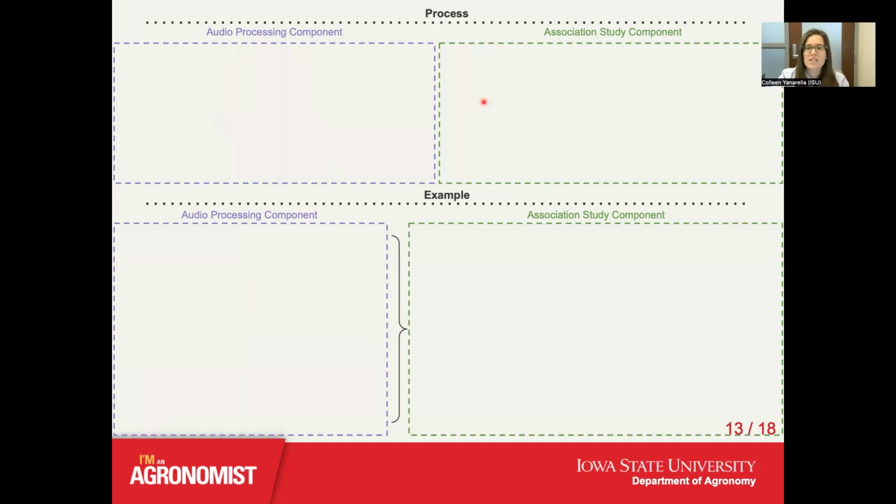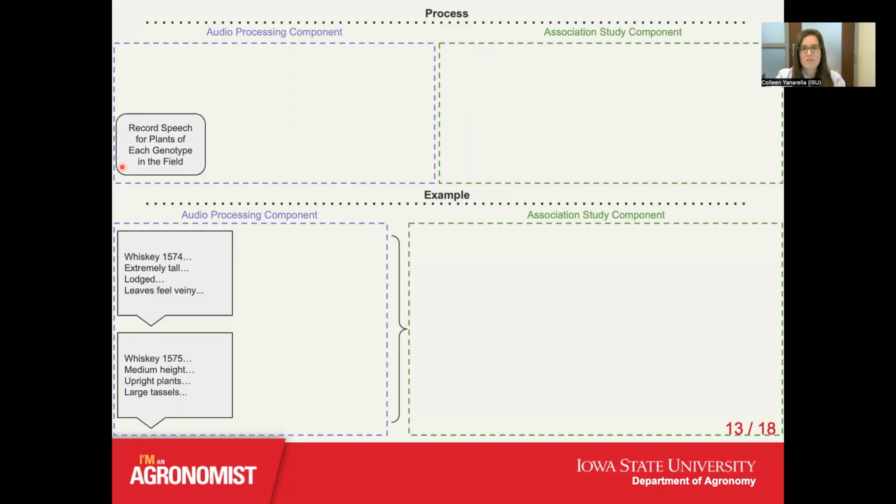The top portion is the process, and the bottom portion is an example. On the left, in the purple boxes, we have our audio processing component, and on the right, we have the association study component. We record speech for plants of each genotype in the field. Whiskey 1574 follows the example of the video that I just played. And we're using AWS, Amazon Web Services, Transcribe. And this allows for a tuning file, which is a text file for tuning for scientific and agricultural terminology.